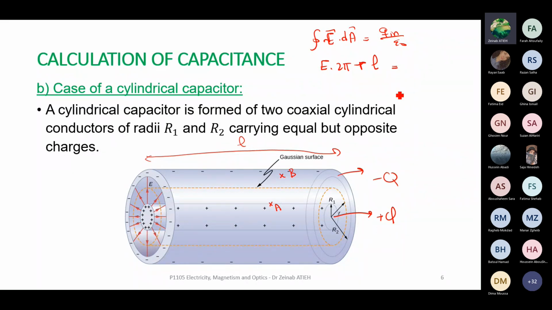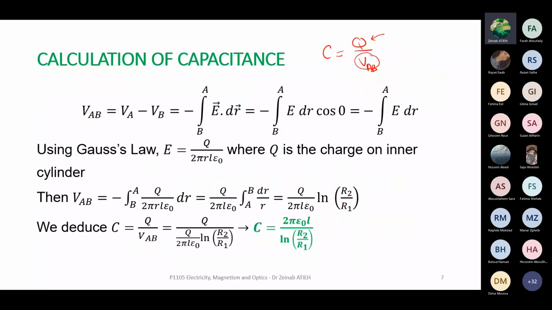It equals Q inside. What is Q inside? It's all of Q. So it's Q over epsilon 0. So we will get E equals Q over 2 pi R L epsilon 0. And this is E. So where is this found? It's found here. So this is E.